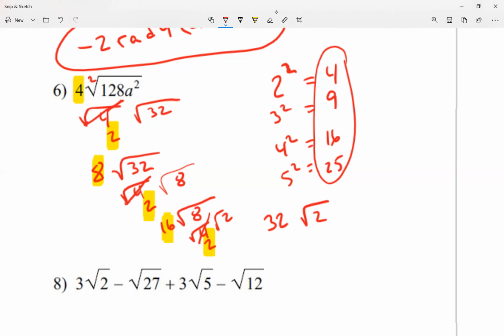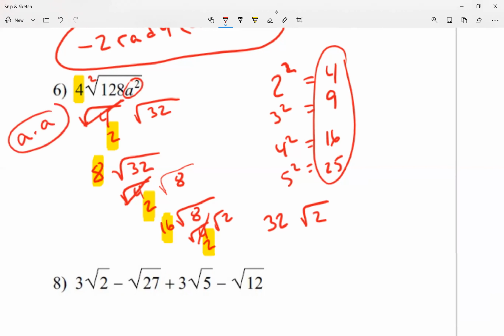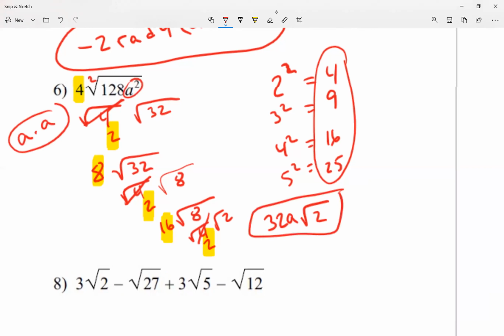Now letter-wise, inside I see a to the second. So what does that mean? I have a twice. My root is 2. So now my question here is, draw this, we'll get groups of 2. There you go. I can get one group. So I'm gonna have a to the 1 outside. Inside the radical, I don't have any remainders. So there's my answer, 32a radical 2. The way we're gonna type this is 32a radical 2.